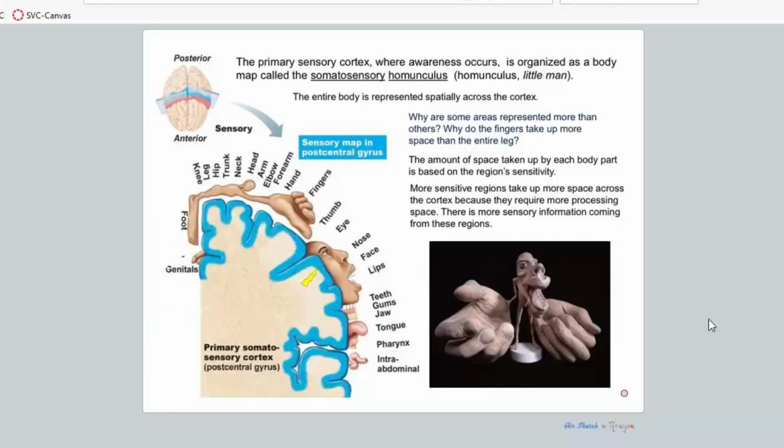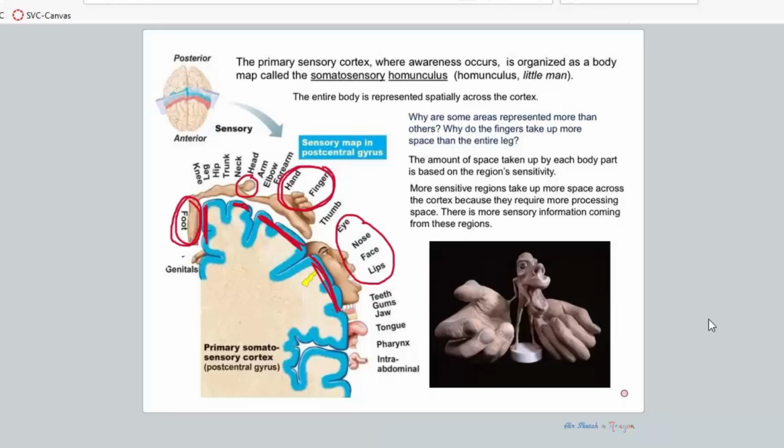And as you can see, there's different areas of the body that are represented on different areas of the primary sensory cortex. So for instance, this area of the primary sensory cortex is associated with the foot. This part of the sensory cortex is associated with the head. This big, large region right there is associated with the hand and the fingers. This big, large area right there is associated with the face, the eyes, the nose, the lips. Okay?